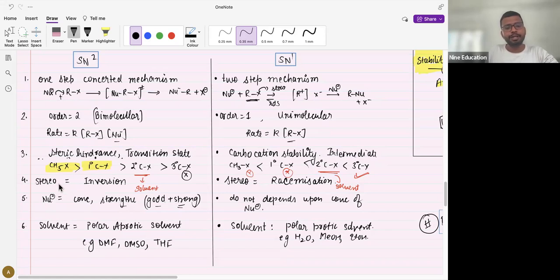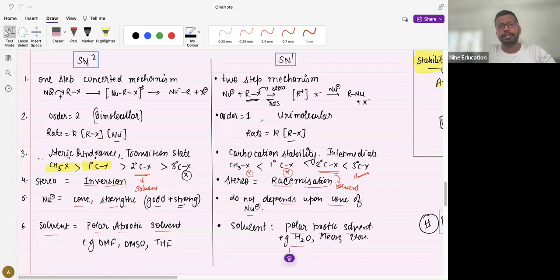Next, you have stereochemistry. If I check in SN2, you will get inversion. But in SN1, you will get racemization. Nucleophile concentration and strength: in SN2, it should be a strong nucleophile with more concentration of nucleophile. But in SN1, it does not depend upon the concentration of nucleophile. Last, we have solvent. If we have polar aprotic solvent, we will go through SN2 reaction. If we have polar protic solvent, it will facilitate SN1 reaction.